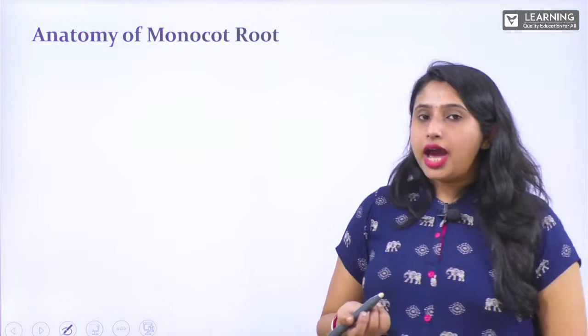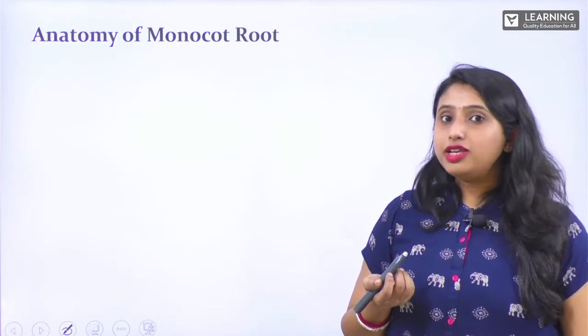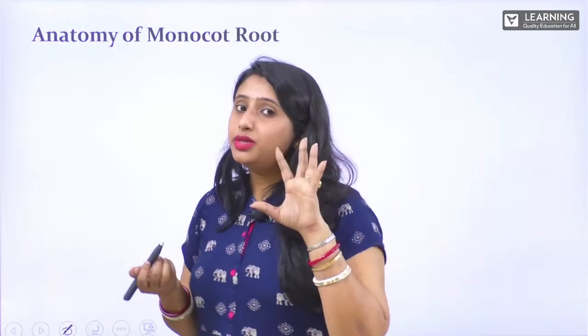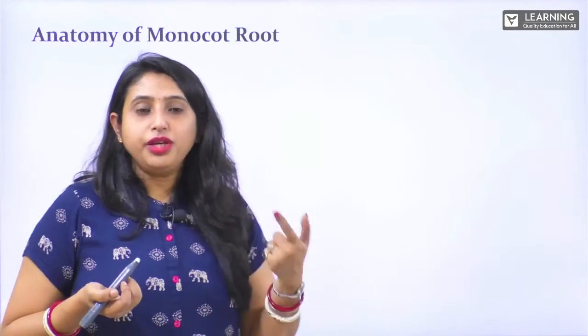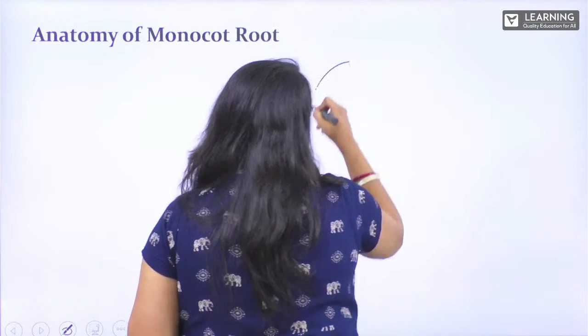Now let us study the anatomy of your monocot roots. How are the monocot roots? In case of monocot roots, I have drawn the sun, isn't it? What does the sun resemble? The sun resembles the pith. So how will the pith be? The pith will be large, isn't it? So let us draw the monocot roots.